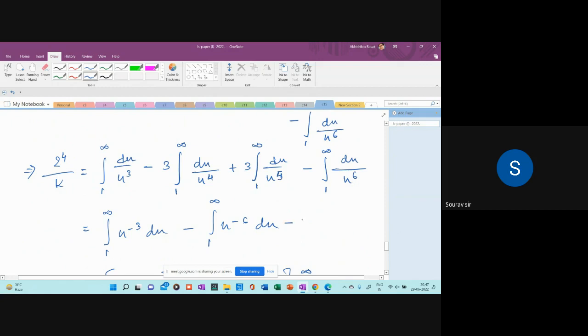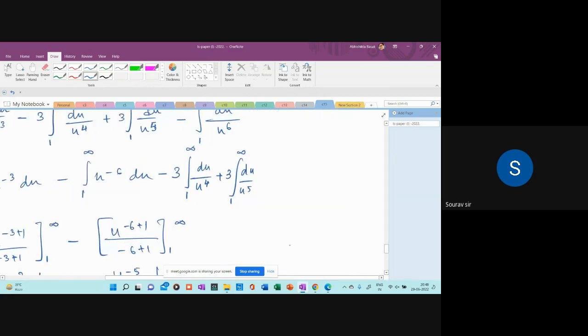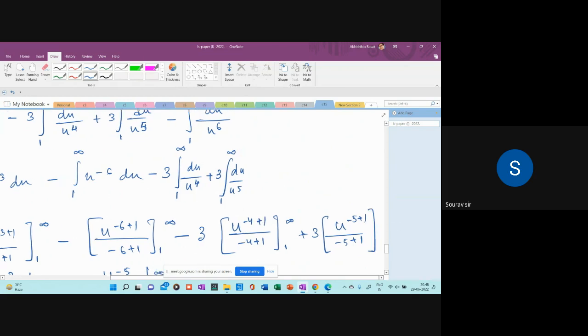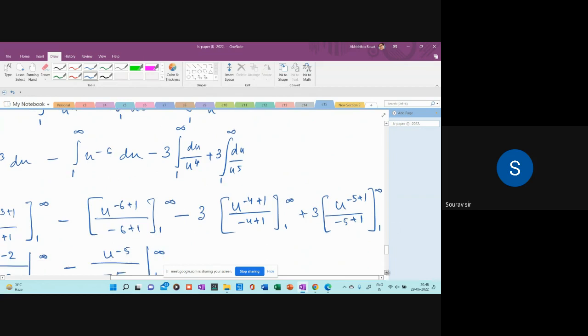So you need to add this up, minus 3 into du by u to the power 4 plus 3, 1 to infinity du by u to the power 5. So let's add this term with this, minus 3 into u to the power minus 4 plus 1 by minus 4 plus 1, 1 to infinity, plus 3 u to the power minus 5 plus 1 by minus 5 plus 1, 1 to infinity.